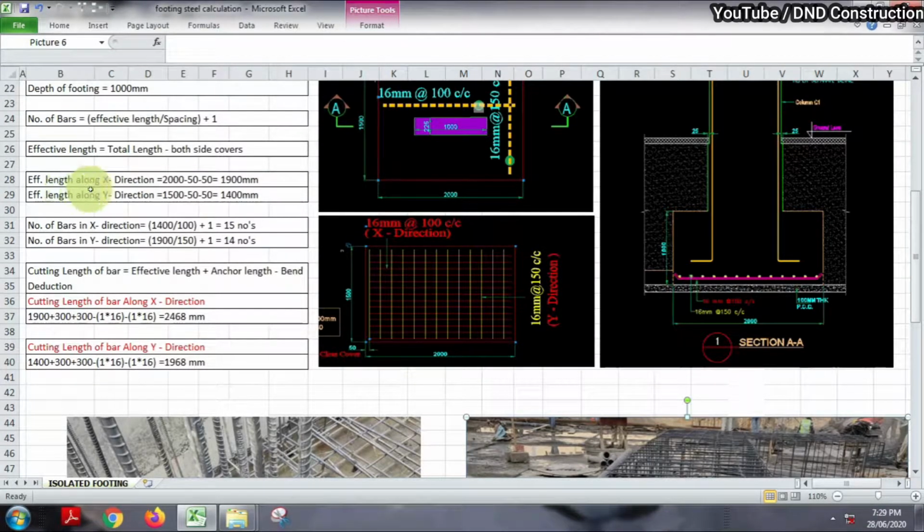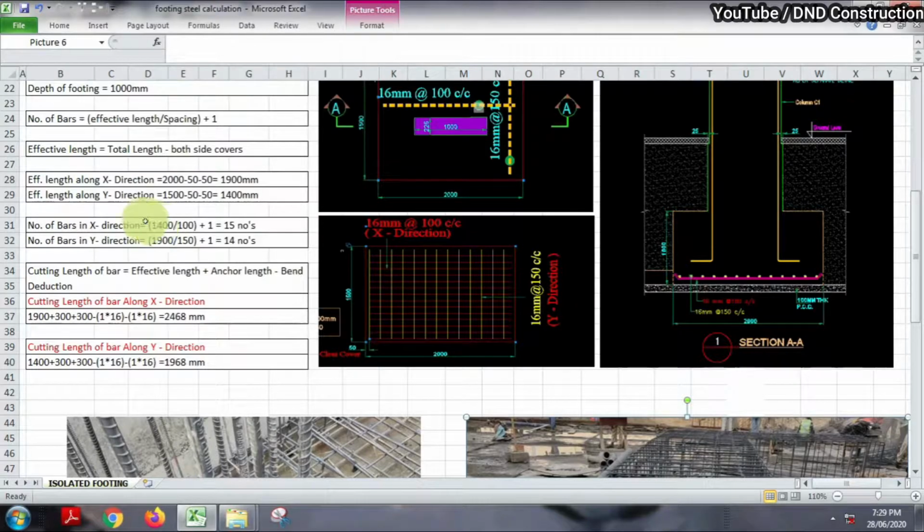So the effective length along the x-axis is the 2 meter length minus 15 mm cover from this side and 50 mm cover from this side. As you can see, 2 meter minus 50 mm minus 15 mm. This x-axis effective length is 1900 mm.